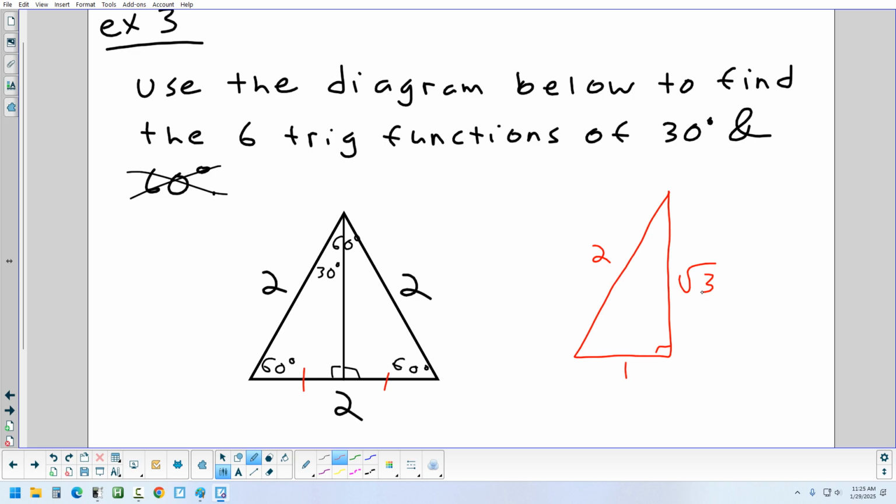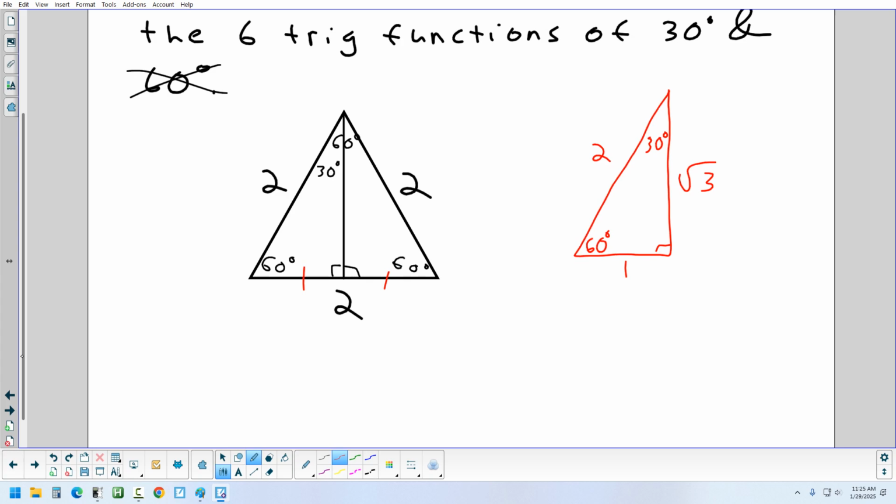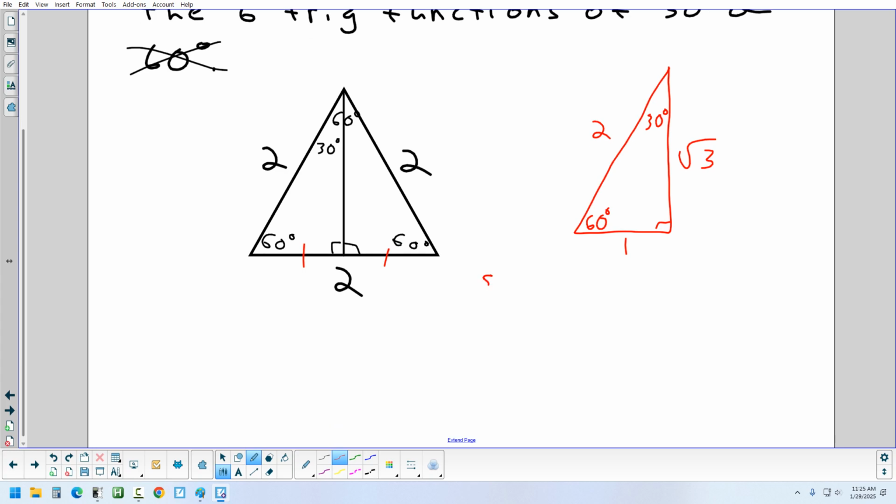So there's your sides. Now, just make sure you put the labels in the right spot. That's a 60. That's a 30. And you know what? I'm just going to do the sine, the cosine, and the tangent of 30. That's really enough for now. So sine, cosine, tangent.